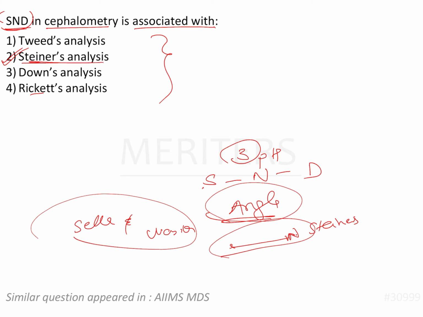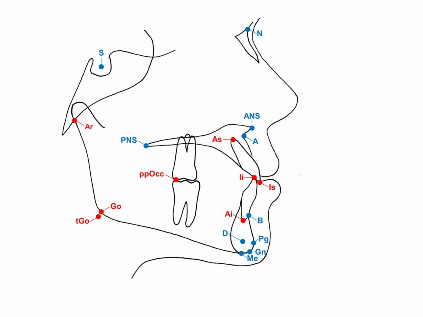So let us have a look at what this SND angle implies. In Steiner's analysis, the most important landmarks are the S, that is the Sella, the N, that is the Nasion, the point A, the point B. Okay, so this Sella to Nasion forms the horizontal reference plane, which is the cranial base, and the lines marked from Nasion to point A, Nasion to point B, and from Nasion to point D are going to tell us about the skeletal basis of these structures. So whether it is prognathic or retrognathic.